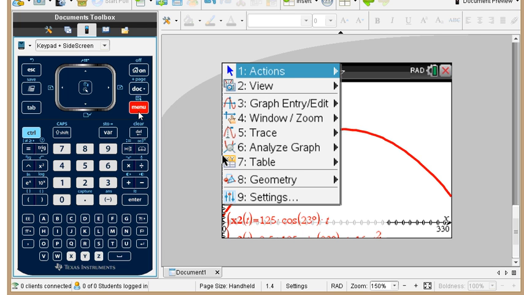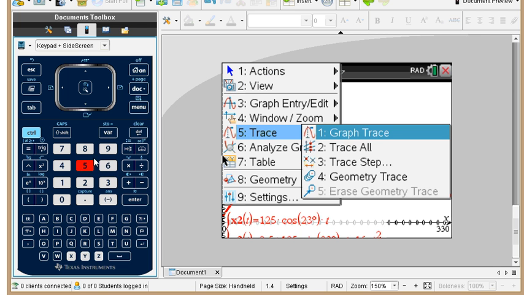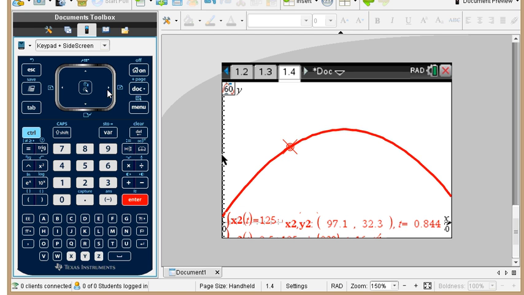We can go to trace, press 5, trace, graph trace, and we're trying to find one of the things, I believe, the maximum height of the ball. Maximum height is the second number in the coordinate pair. Right now it's 36.6, and we're going up: 37.7, 38.1, 39.1, looks like it's leveling off, 39.4, 39.7, 39.8, 39.8. So 39.8 is as close as we get.